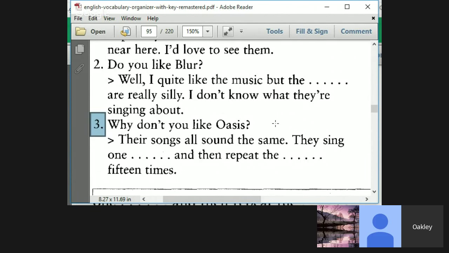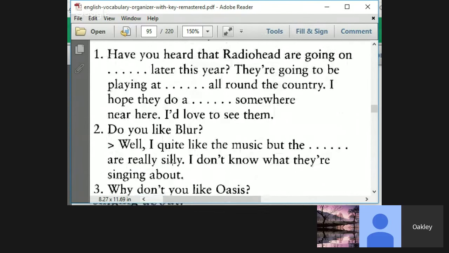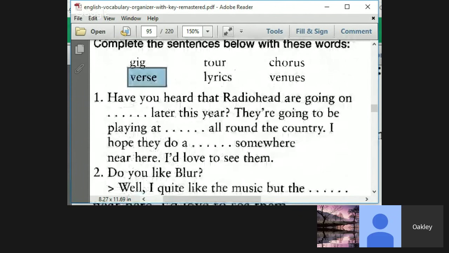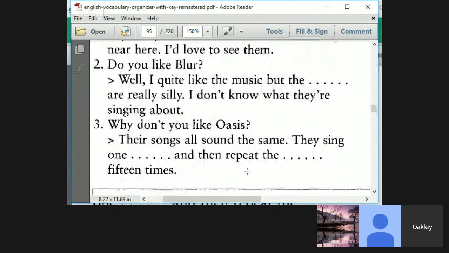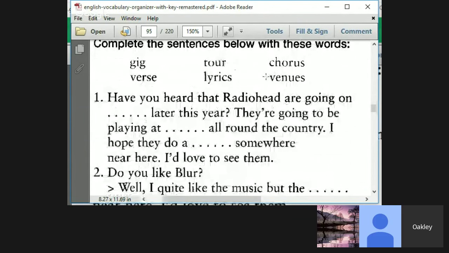Rodrigo, number three. Why don't you like Oasis? Their songs all sound the same. They sing one verse and then repeat the chorus. Chorus. K sound. Chorus, or refrain.